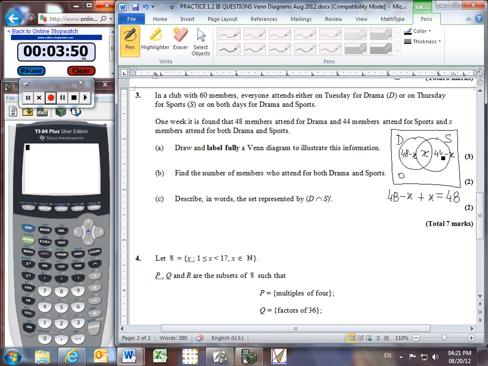So let's see what we can do about that. 48 minus x is the first region, plus x, the middle region, plus 44 minus x, the region on the right, plus 0, of course, equals 60. And now we should be able to solve for x. In fact, we're going to be a little bit lucky. This minus x cancels with this plus x right beside it. And so let's bring this negative x over to the right-hand side.